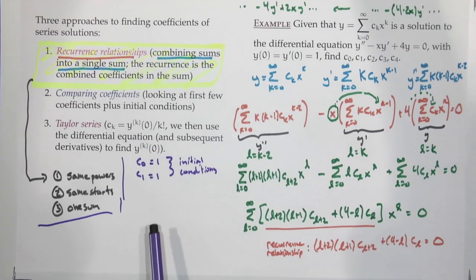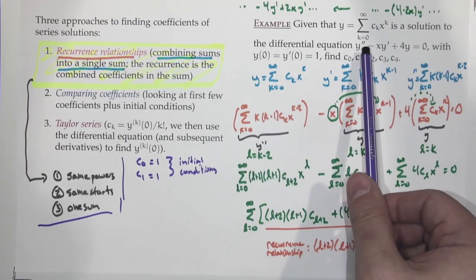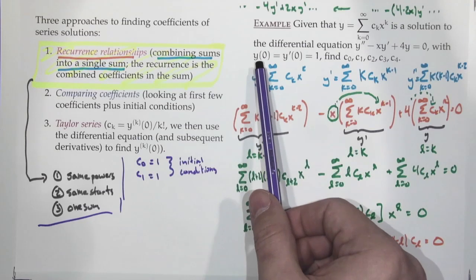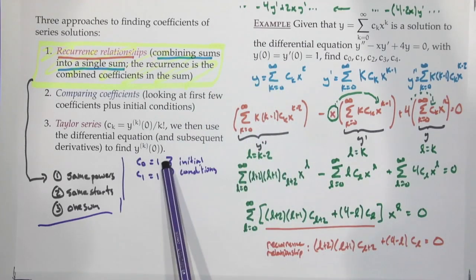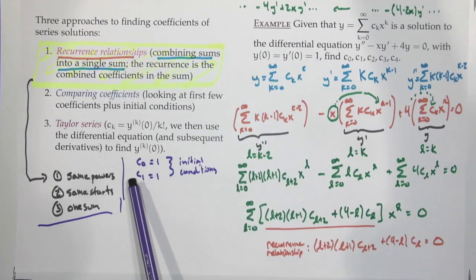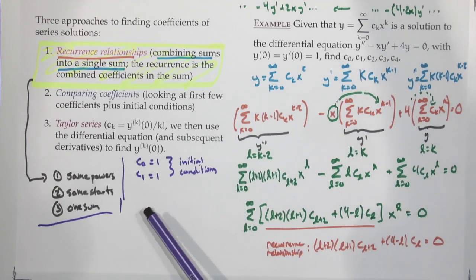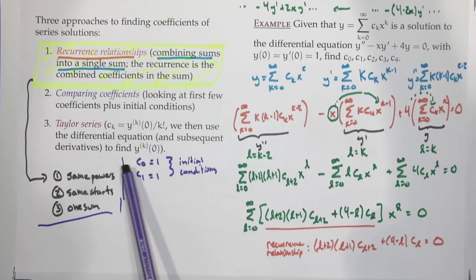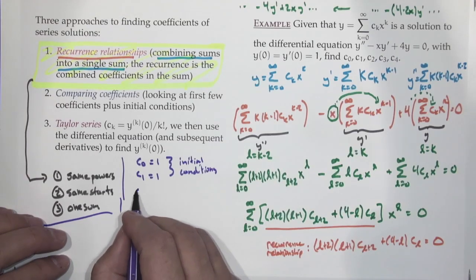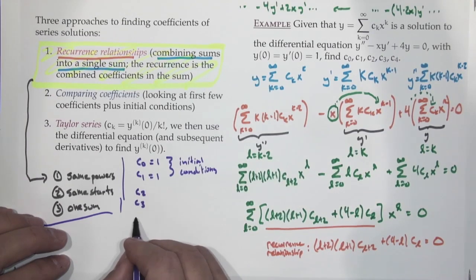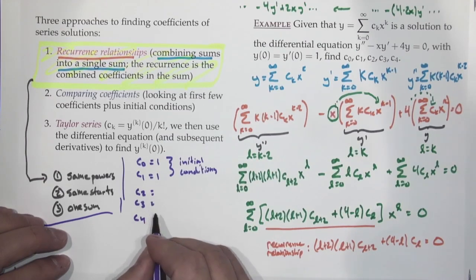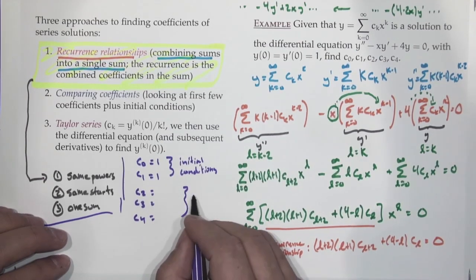Now, you might say, how do I know how many I get? Well, if it's a second order derivative, you get two initial conditions. And essentially, your y(0) gives you your C0, your y prime(0) gives you your C1. If it was a third order differential equation, you would get some information about C2. It's not quite C2, but it's close to it. If it was only a first order, you only get one coefficient. So how many coefficients do we have left to find? Yeah, we have 3 more to find: C2, C3, C4. Now these are going to come from the recurrence.